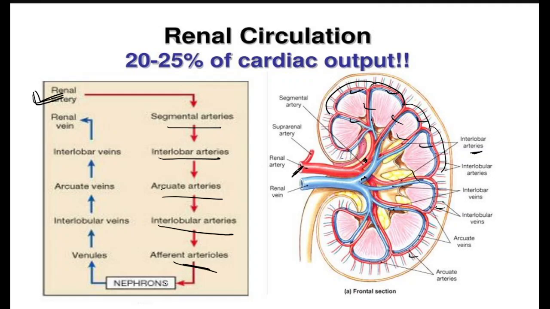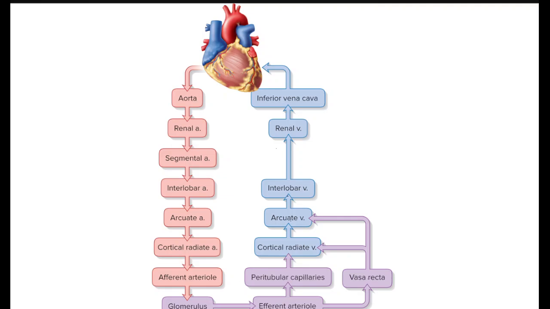Now small capillaries are formed, and from them what is formed? Efferent. First the afferent comes here, then efferent. From the efferent artery, again two: peritubular capillaries and vasa recta. This one is the afferent, this one is the efferent, right? So this efferent is now divided into the peritubular capillaries or the vasa recta.